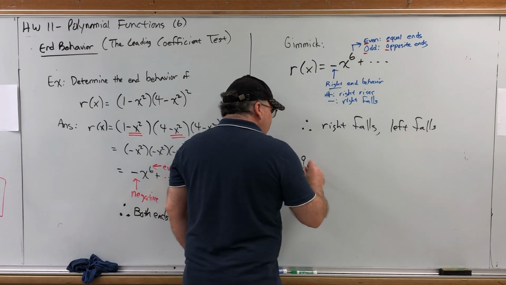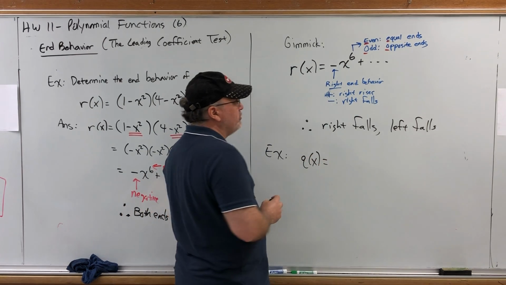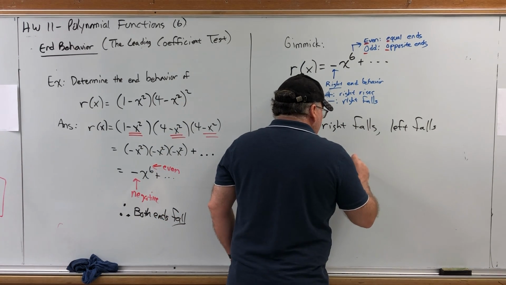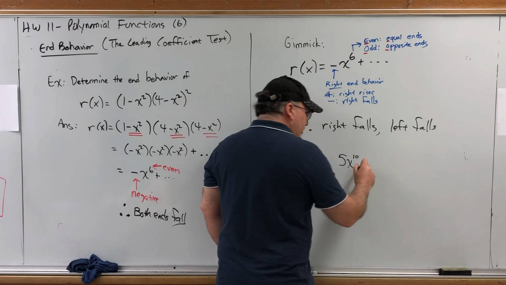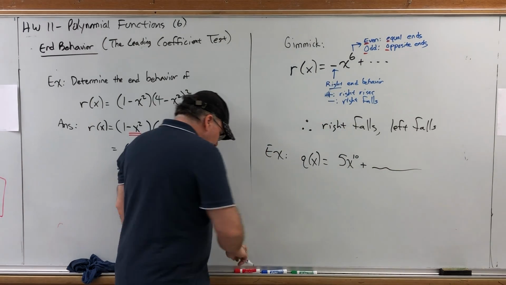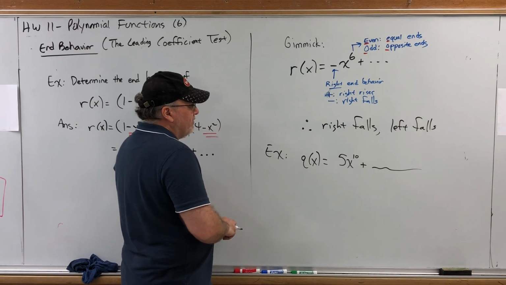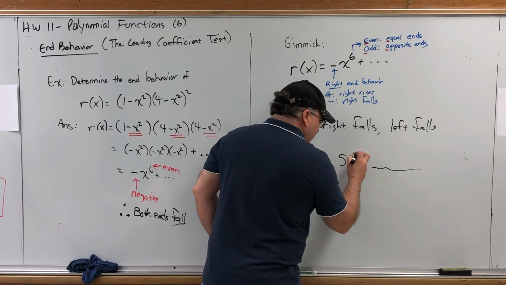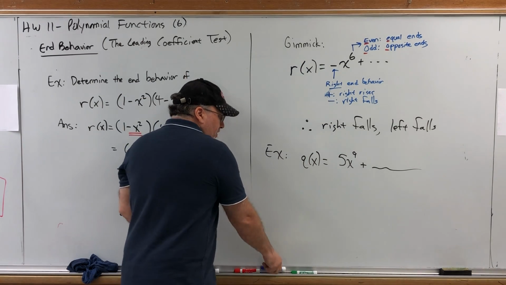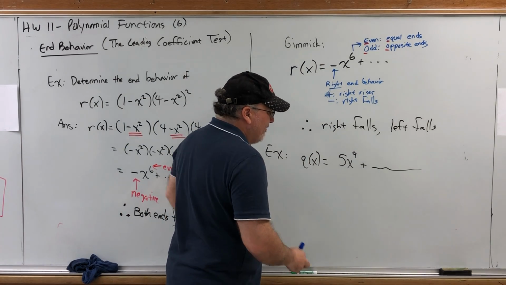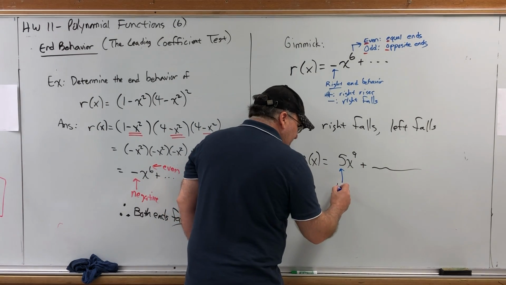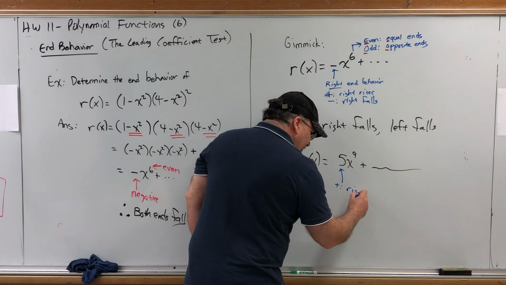Let's say we had q of x, which I think I've already used, but that's okay, is equal to 5x to the 10th plus a bunch of stuff that we don't need. To analyze this one, let's not do 5x to the 10th, let's do 5x to the 9th because I want to do an example with an odd degree. So if you wanted to analyze the end behavior on this one, you would start by looking at the leading coefficient and make a note that it's positive. That means that the right rises.